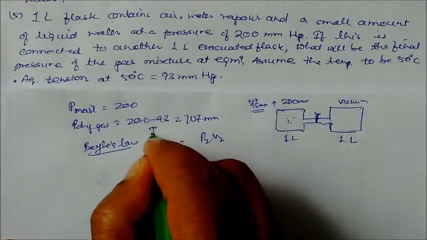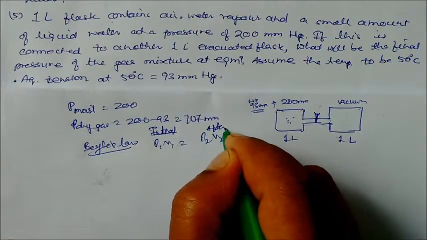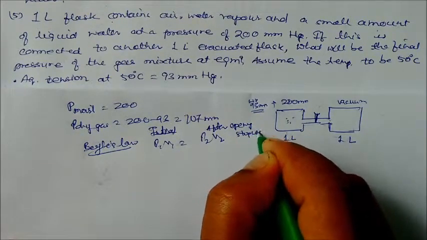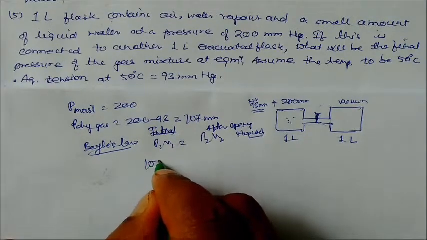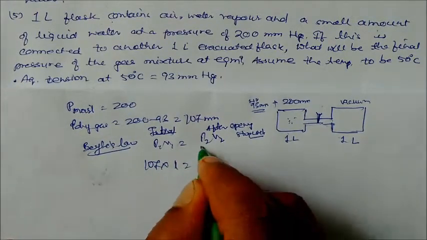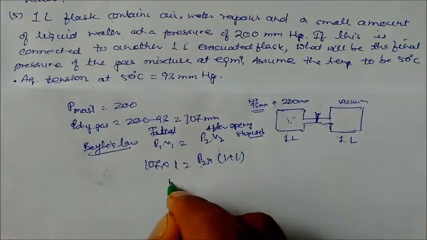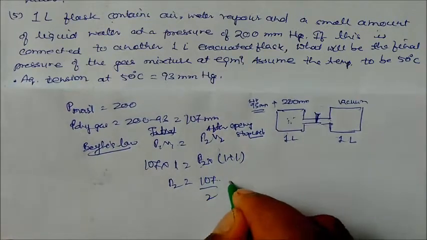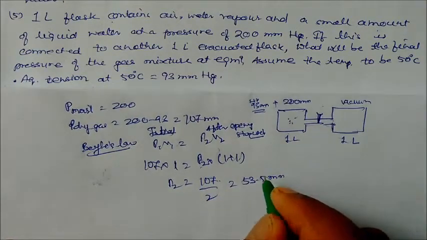So this is the initial, and this will be after opening the stopcock. So what is the pressure? Pressure is given here as 107, volume is 1 liter, and P2 we have to find. This is the final pressure, and the volume is 1 plus 1. So P2 will be 107 divided by 2. So you will get 53.5 millimeter.